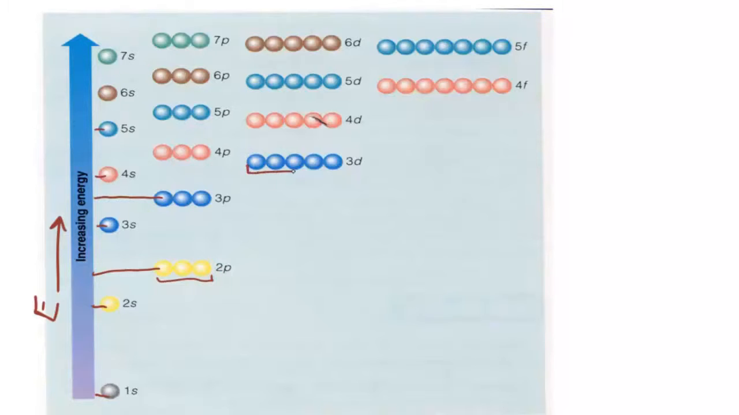But what about d? We saw before that there are 5 d orbitals. So at any energy level that has d orbitals, there are always going to be 5 of them at that energy level. And then finally, f orbitals, there are 7 of them. So any energy level that has f orbitals is going to have 7 of them, as long as there are electrons to fill those orbitals. The orbital does not exist unless the electron is in the orbital.